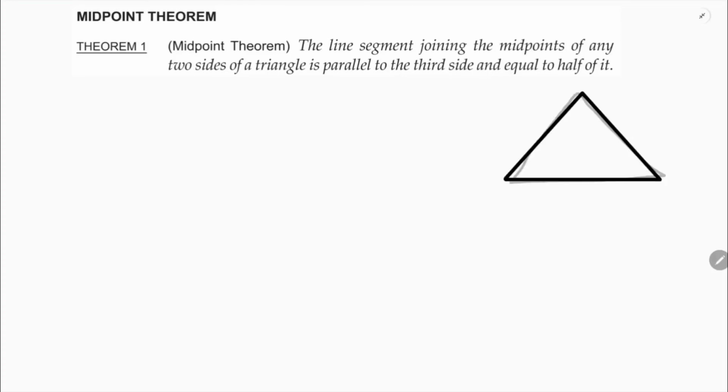So in a triangle, I'll take triangle ABC. In triangle ABC, the line segment joining the midpoints. Now if we take two midpoints, D and E. D and E are midpoints of AB and AC respectively.